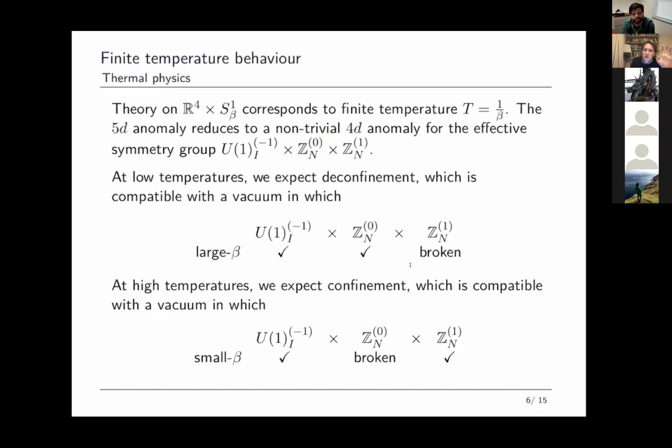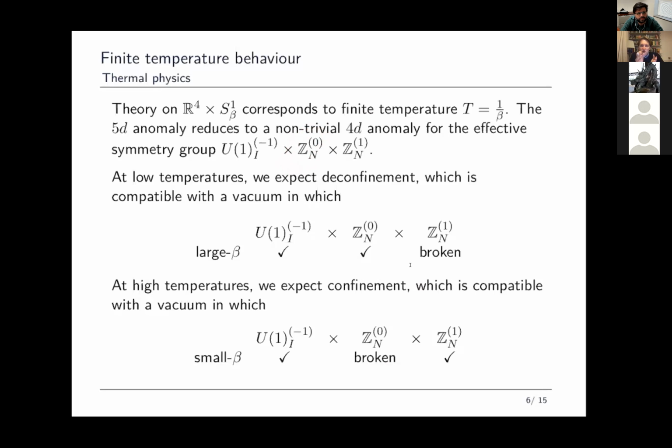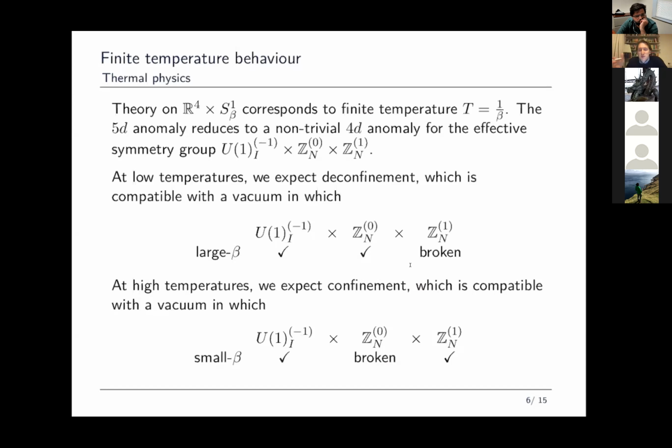Now, the presence of an anomaly means that not all symmetries can be preserved in a trivially gapped vacuum. At low temperatures, when the radius of the circle is large, the 5D description is good, we expect deconfinement, which is compatible with saturating the anomaly in a vacuum in which the U(1)^(-1) is preserved together with the Zn^(0), but Zn^(1) is spontaneously broken, signaling exactly deconfinement.